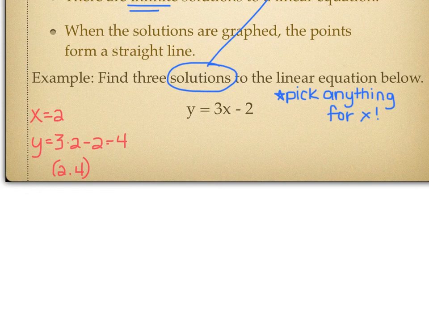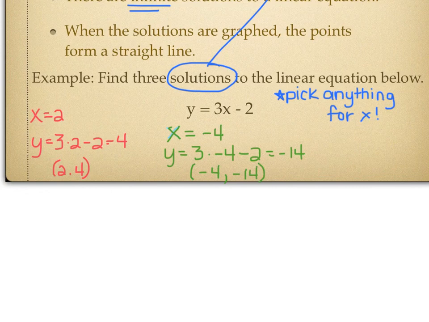Now I can pick something else for x. Let's pick x equal to negative 4. So I would do y equals 3 times negative 4 minus 2. Well, 3 times negative 4 is negative 12. And negative 12 minus 2 is negative 14. So another solution, and remember your solutions are written as coordinates, would be negative 4 comma negative 14.